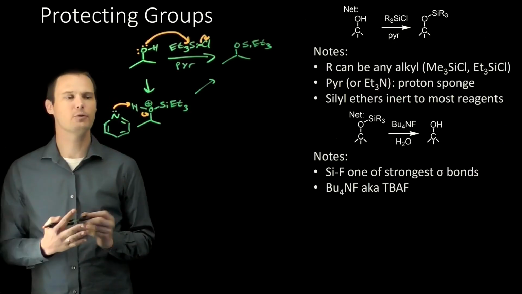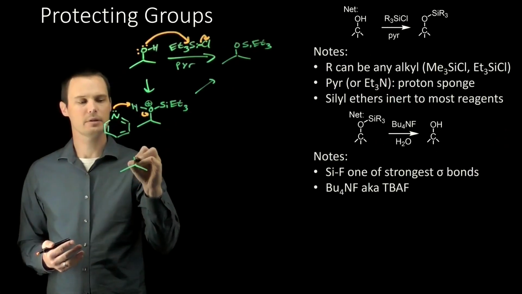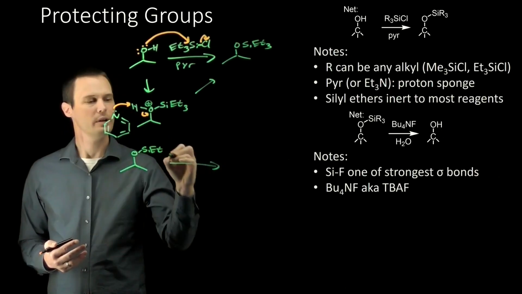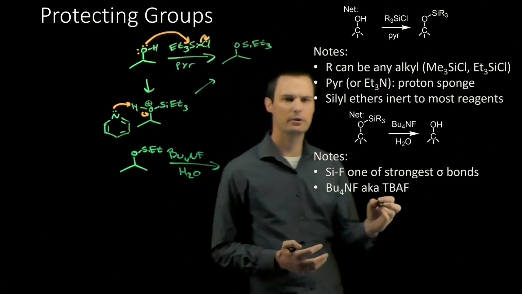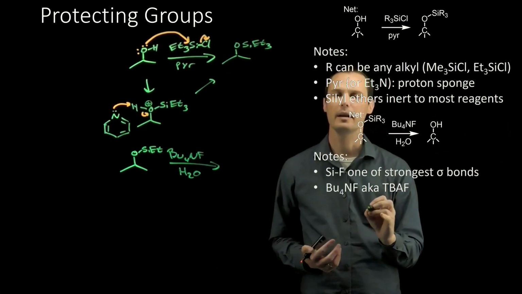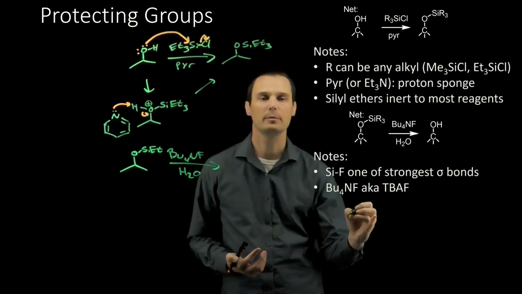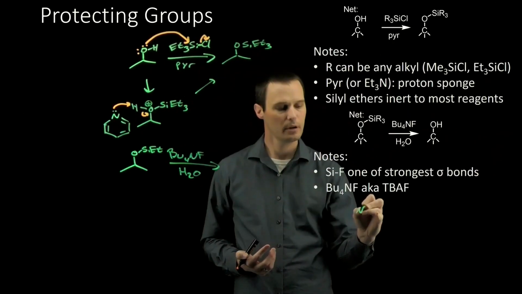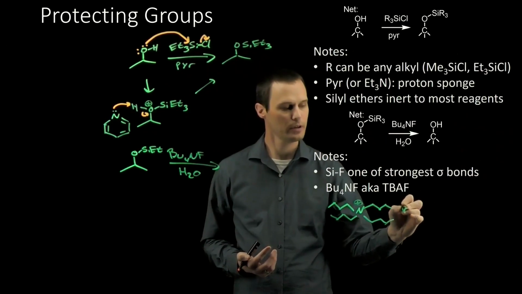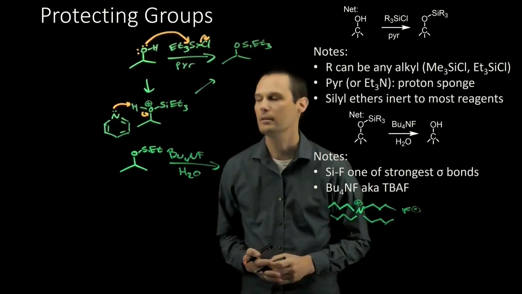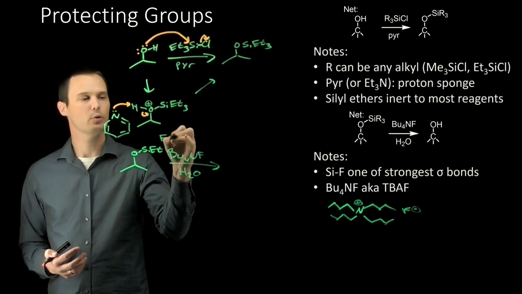Let's look at the mechanism for the deprotection reaction. If we start with our protected alcohol, we can add TBAF in water. If we look at the structure of tetrabutyl ammonium fluoride, it is a quaternary ammonium salt, so it is a nitrogen with 4 butyl groups attached. That gives nitrogen a positive charge, and fluoride is the counter anion to that nitrogen. The fluoride is what's important in this mechanism.